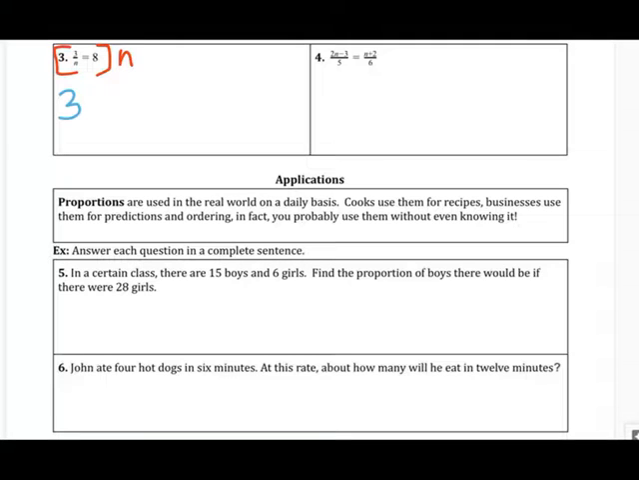That's going to give us 3, because if I have n over here, n divided by n is 1. 3 is going to equal 8 times n. And now to isolate n, I'm going to divide both sides by 8. So n equals 3 over 8.